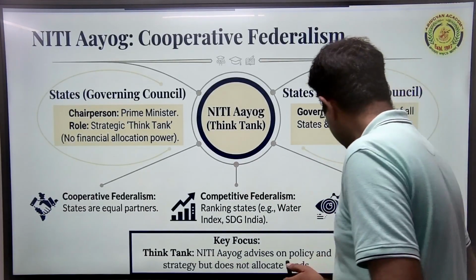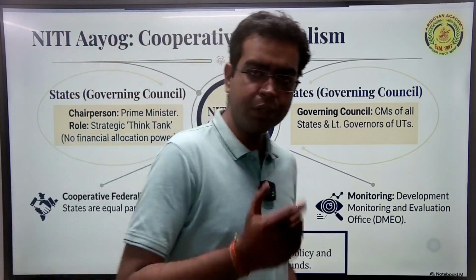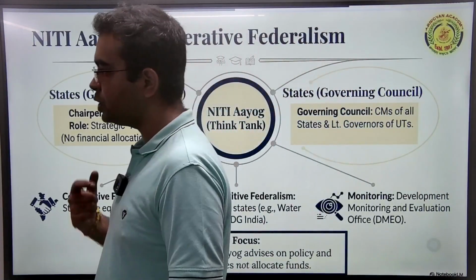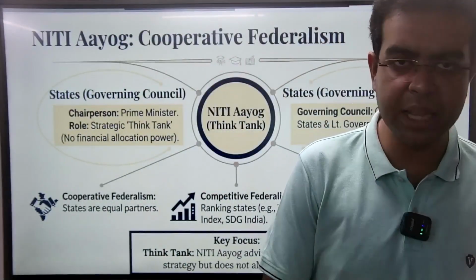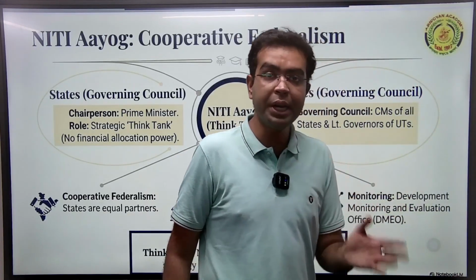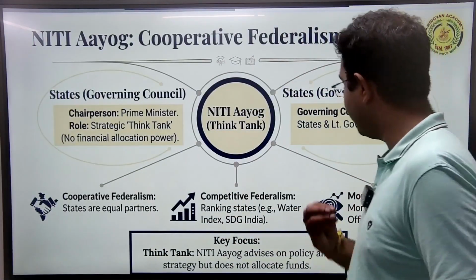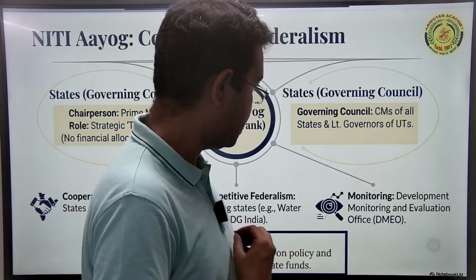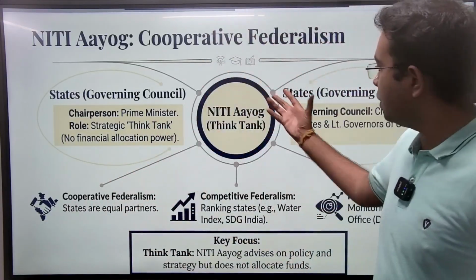Other than that, there is an office called the DMEO, Development Monitoring and Evaluation Office. Now this is very important because it holds the NITI Aayog accountable. Why? Because if NITI Aayog is making a plan, and the plan is forwarded to the government of India and the government implements it, then this particular office will monitor the plan. After implementation, they will check what is the performance of the plan, how much development has happened, whether it's good or bad, and they will evaluate the whole performance of the plan. And basically NITI Aayog will also be held accountable.